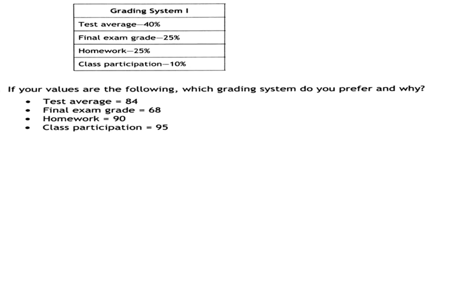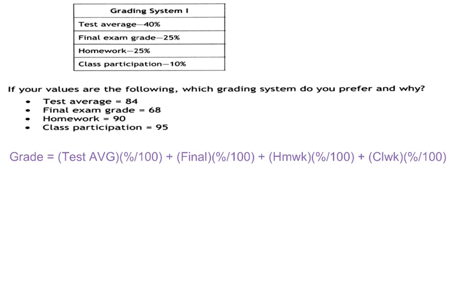So first thing that we got to do is notice that the averages up in grading system 1 are given by percentages. So we're going to use those percentages divided by 100, so we use the decimal form of those numbers. And here's how we do it. Your grade is equal to your test average times your percent of tests divided by 100, plus your final exam grade times the percent of final divided by 100. Homework average times your percent for homework divided by 100, and then classwork times your percent for classwork divided by 100.